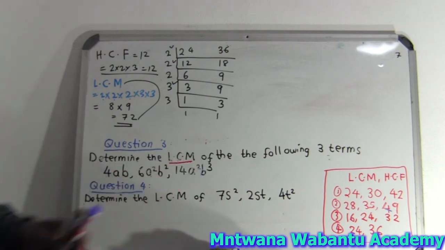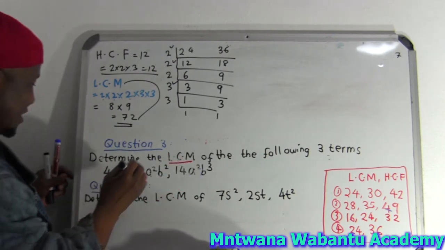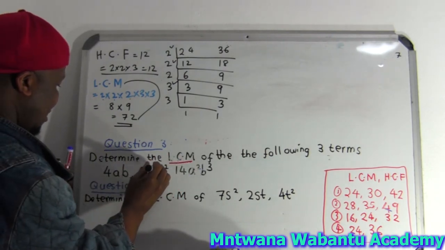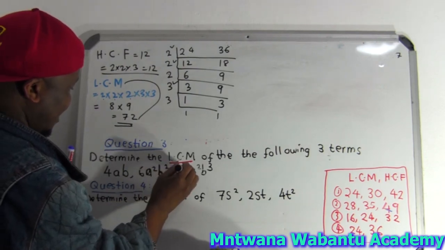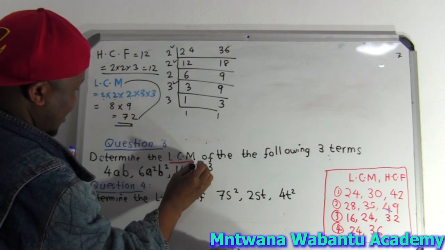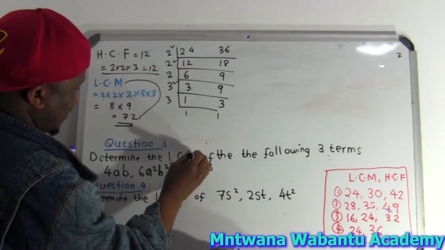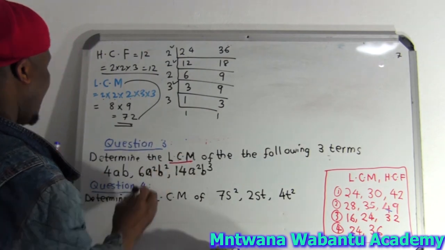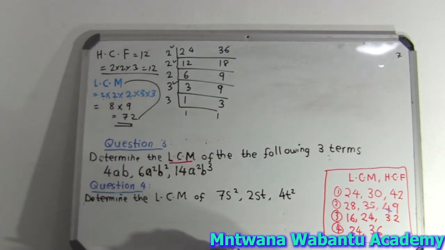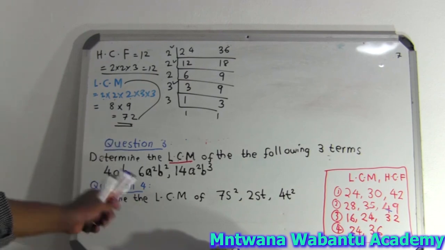So now let's come here. So you see now the given terms with letters. Let me just say this is a square. I hope you can see. I don't know why it does this. Okay, cool. This is about the LCM of the following three terms.